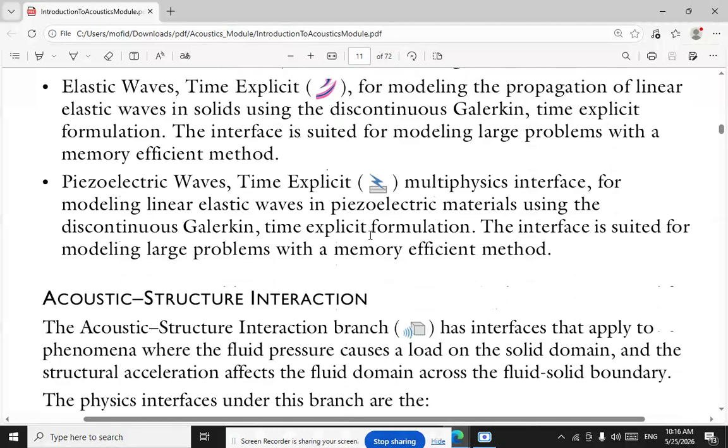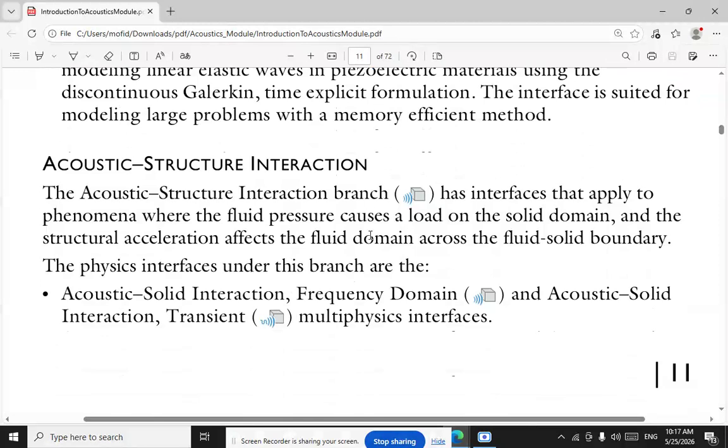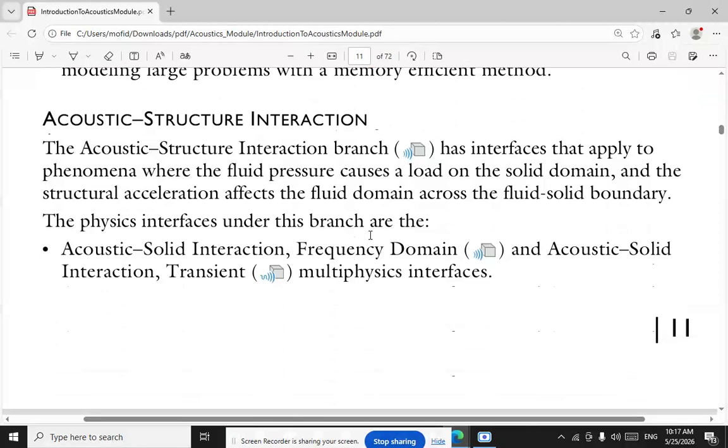Elastic waves time explicit is for modeling the propagation of linear elastic waves in solids using the discontinuous Galerkin time explicit formulation. The interface is suited for modeling large problems with a memory efficient method. Piezoelectric waves time explicit is a multiphysics interface for modeling linear elastic waves in piezoelectric materials using the discontinuous Galerkin time explicit formulation. The interface is suited for modeling large problems with a memory efficient method.